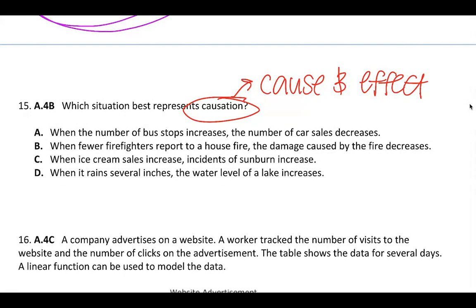When the number of bus stops increases, the number of car sales decreases. Again, there might be a correlation, but there's not a direct cause and effect relationship. When fewer firefighters report a house fire, the damage caused by the fire decreases. Does them reporting have anything to do with the damages? No, that's not cause and effect. When ice cream sales increase, incidents of sunburn increase. Again, those aren't directly a cause and effect. When it rains, the water level in the lake increases. Yes, if it rains, then the lake will automatically go up. It's a direct cause and effect. So the answer choice there would be D.